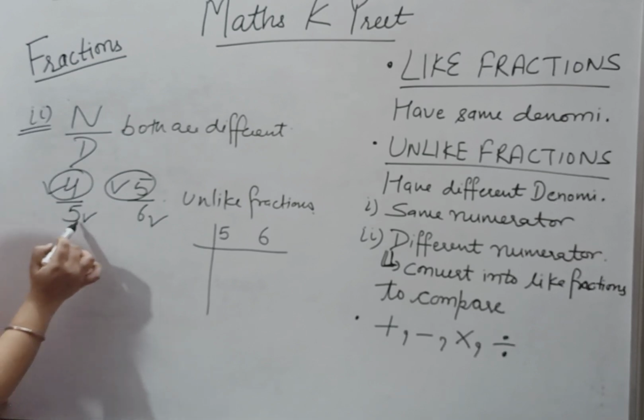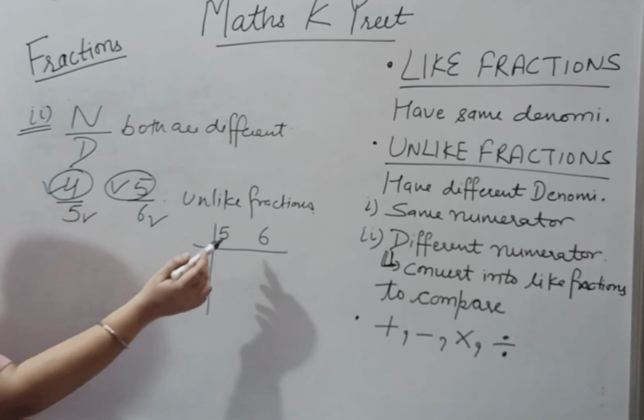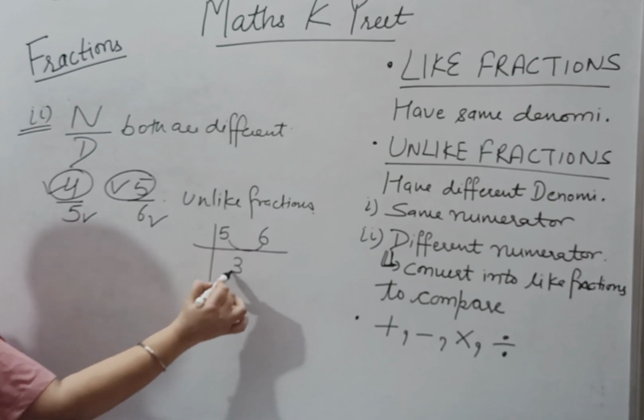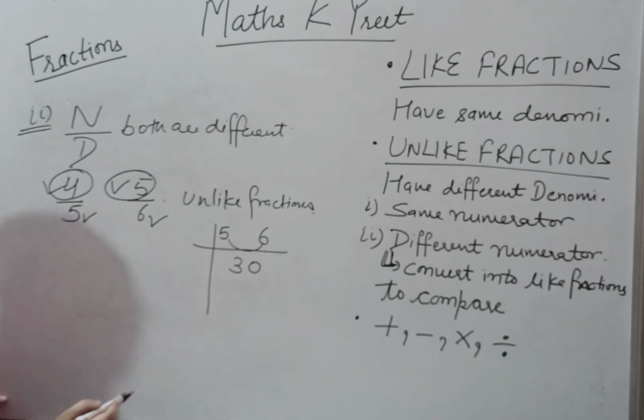So what were the denominators? 5 and 6. So the LCM of 5 and 6 is what? Nothing in common they have. 5 sixes are 30. So 30 is the LCM. Now we will make 30 the denominator.